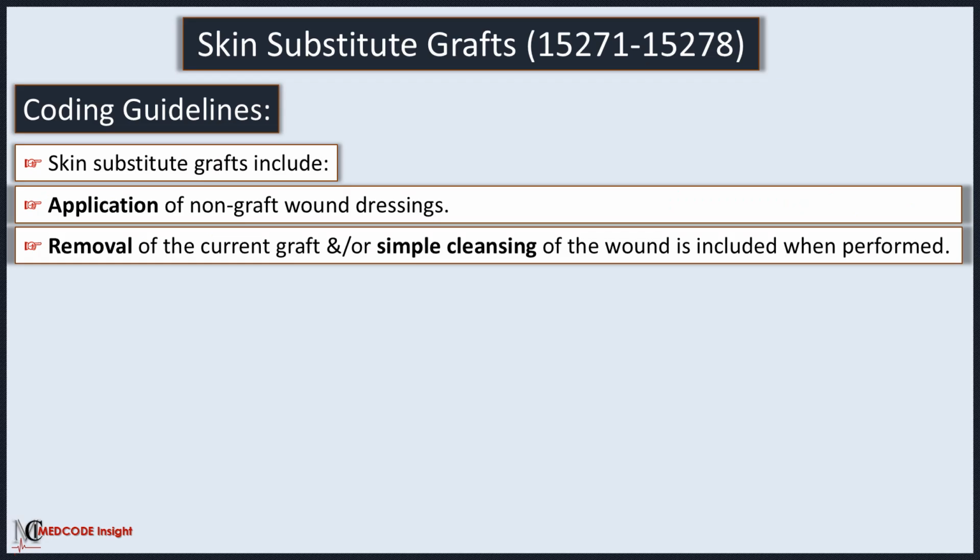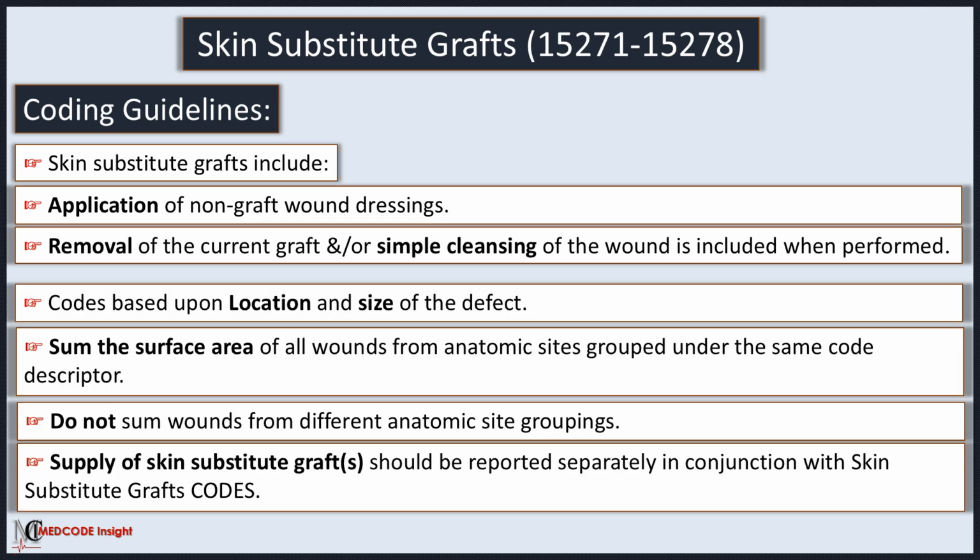Here are some coding guidelines you need to know while coding for skin substitute grafts. Skin substitute graft includes the application of non-graft wound dressing. The removal of the current graft and a simple cleansing of the wound is included when performed. Codes of skin substitute graft are based upon the location and the size of the defect. Sum the surface area of all wounds from the anatomic site grouped under the same code descriptor. Do not sum the wounds from different anatomic site groupings. Supply of skin substitute grafts should be reported separately in conjunction with skin substitute graft codes.